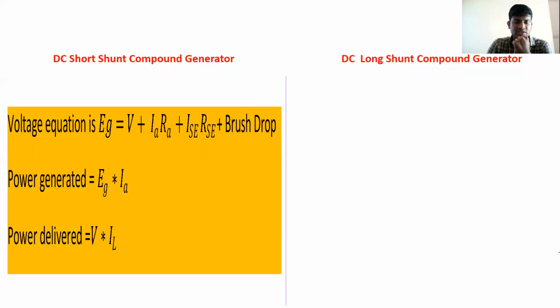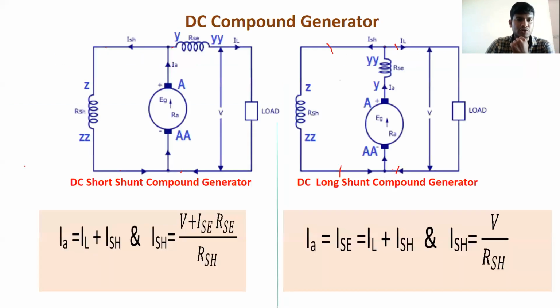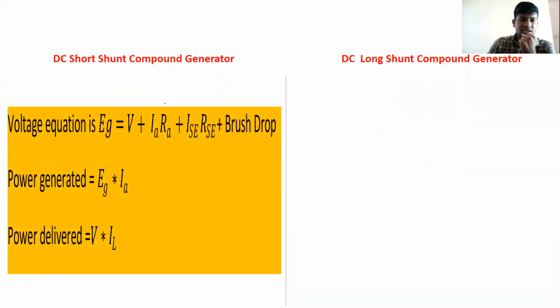In the voltage equations for the short shunt, EG equals V plus IA RA plus ISC RSC. If we consider the brush drop, you can simply add it, but normally we can ignore the brush drops.